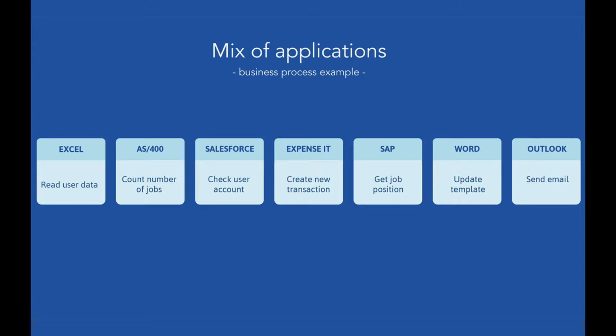When the robot has finished gathering the data for a user, it will add it to a template in Word, which will afterwards be converted to PDF and emailed to a designated person. At the end of the process, each user record in Excel will be marked as done.